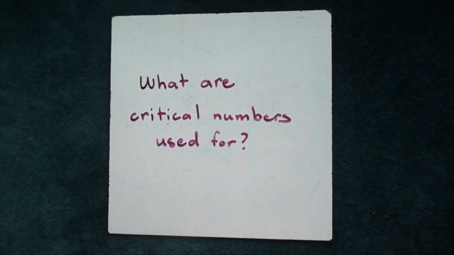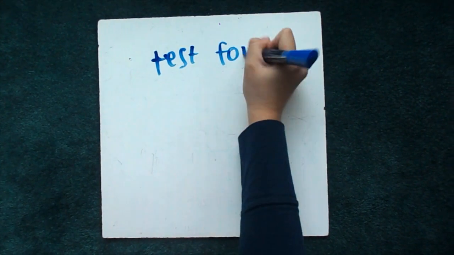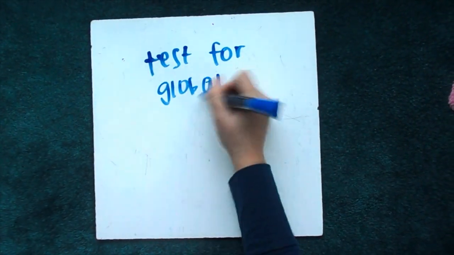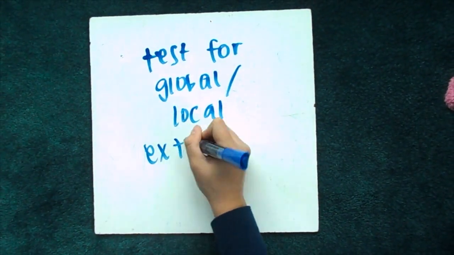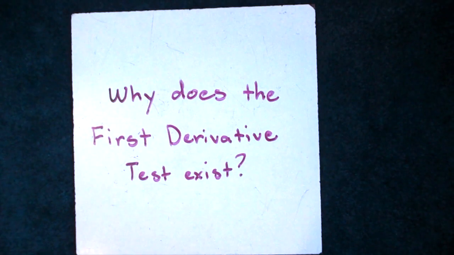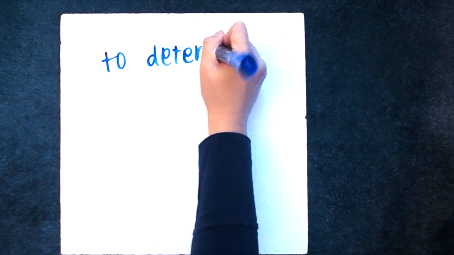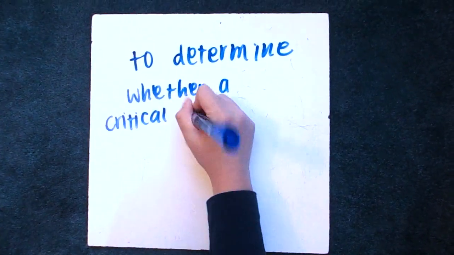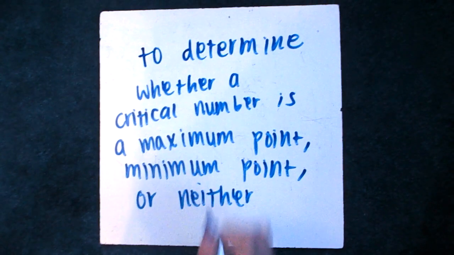What are critical numbers used for? Critical numbers are used in the first derivative test to determine local minimum and maximum and global minimum and maximum. Why does the first derivative test exist? The first derivative test exists to determine whether a critical number is a maximum point, minimum point, or neither.